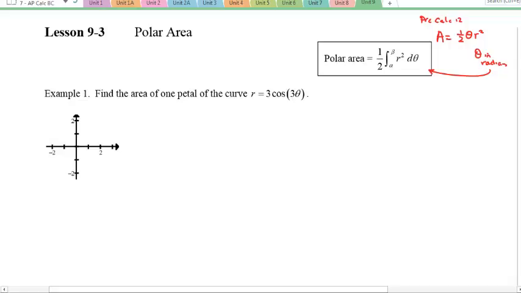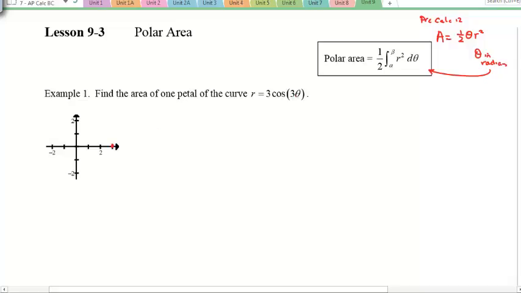So, let's take a look at example number 1. Find the area of one petal of the curve r equals 3 cos 3 theta. And I'd ask you to always try to sketch out the graphs first. That will give you a good indication of what you need to do. And if you think about what happens here, you'll see that when theta equals 0, cos 0 is 1, 1 times 3 is 3.